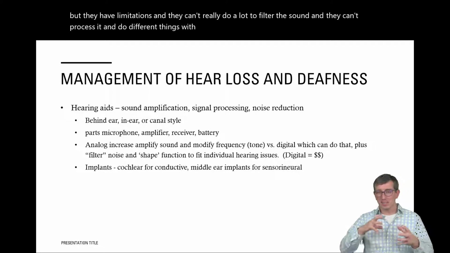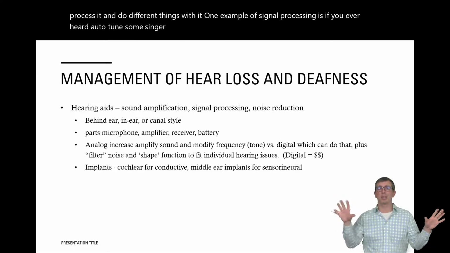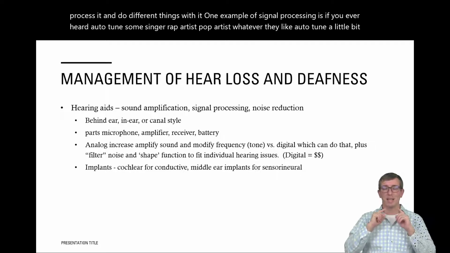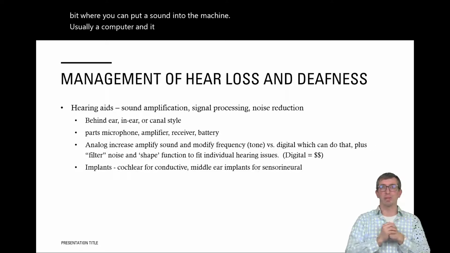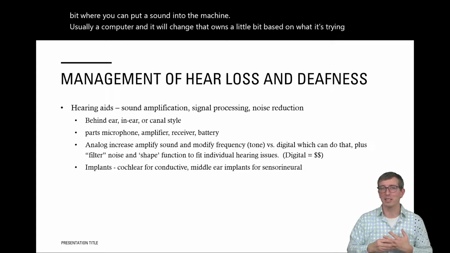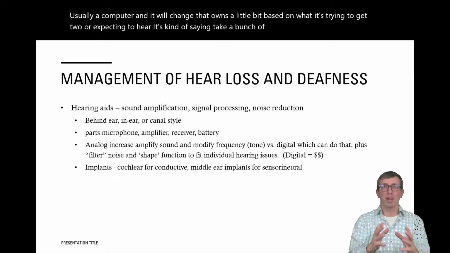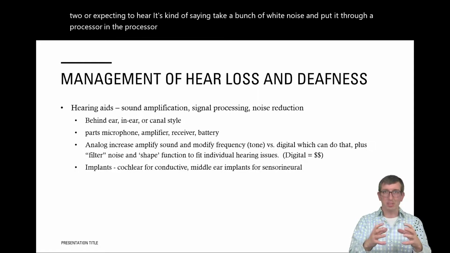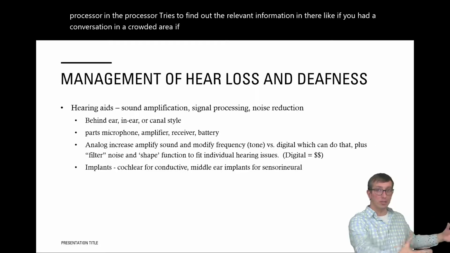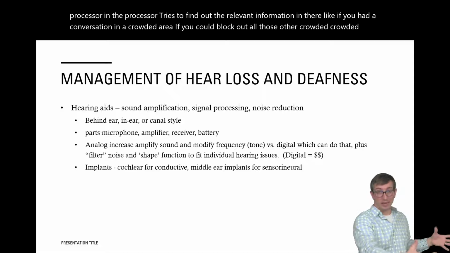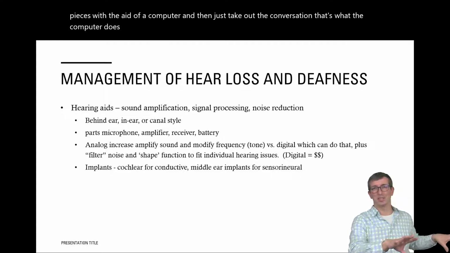One example of signal processing is autotune, which some singers, rap artists, and pop artists like. You put a sound into the machine, usually a computer, and it will change the tones a little bit based on what it's trying to get to or expecting to hear. It's like taking a bunch of white noise and putting it through a processor that tries to find the relevant information in there. Like if you had a conversation in a crowded area, and with the aid of a computer you could block out all the other crowd noise and just take out the conversation, that's what the computer does. It takes out some of that signal noise.